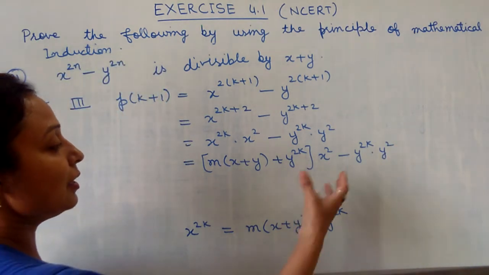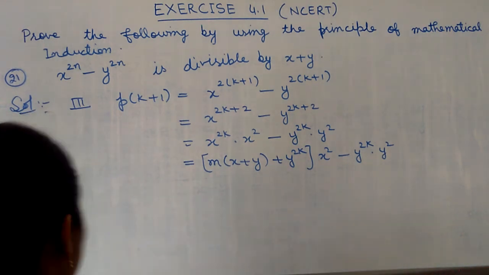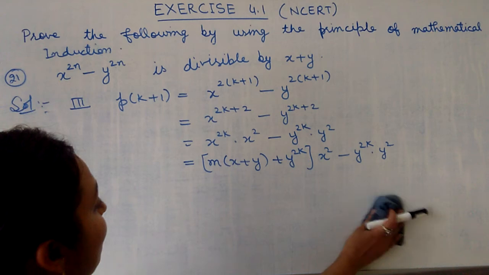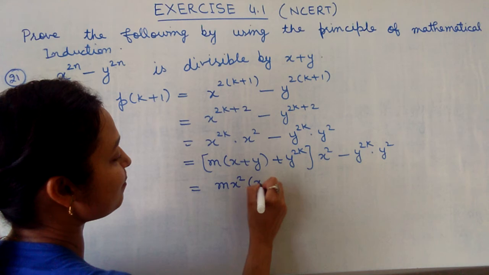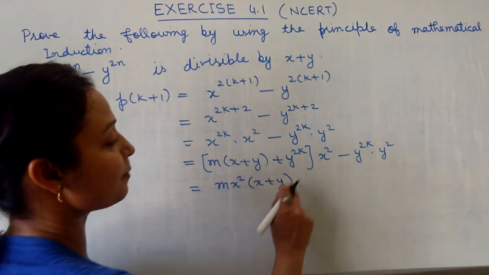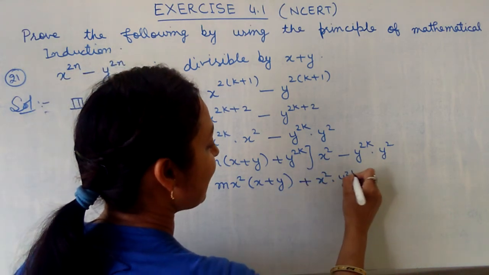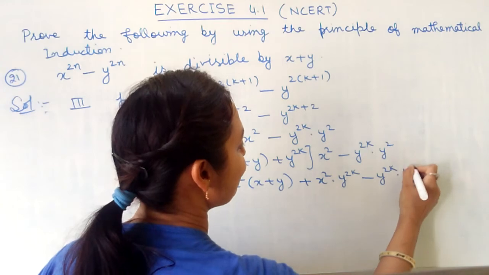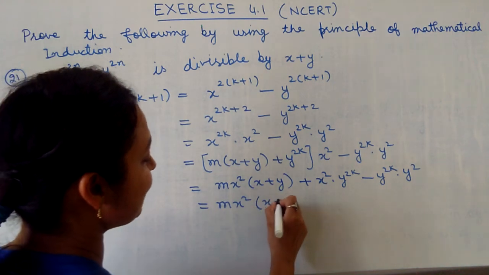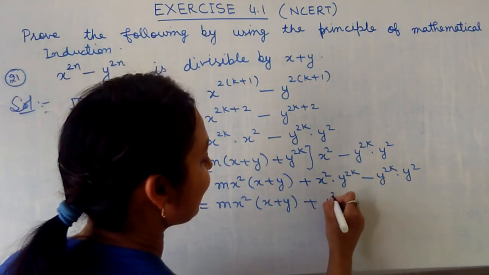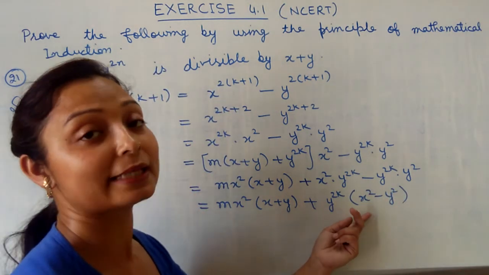Now I will solve the value. The first term is m x square (x plus y), which is completely divisible by x plus y. Now we have to work on the remaining two terms, that is y raised to power 2k times x square and minus y raised to power 2k times y square. I will take y raised to power 2k common from these. Then we have x square minus y square, so we have to apply the identity.